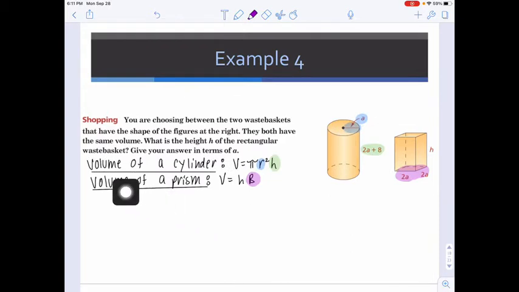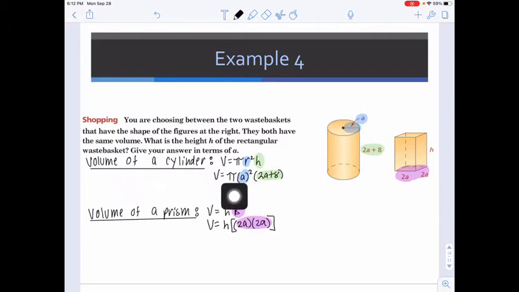The first thing you need to consider is how to find the volume of a cylinder. We use the formula V equals pi r squared times the height. We have our r up here is a, and our height is 2a plus 8. The volume of a prism is height times the base. Now notice the base is a square, 2a times 2a. So we're going to go ahead and plug this information in.